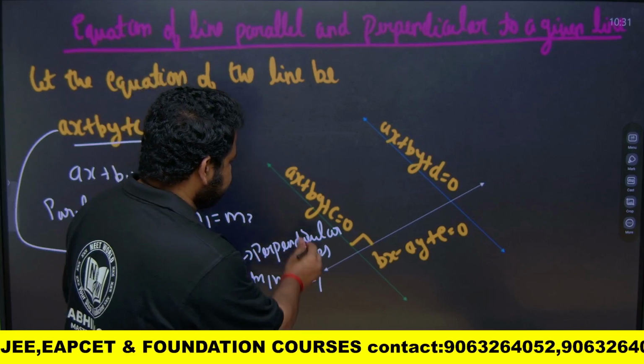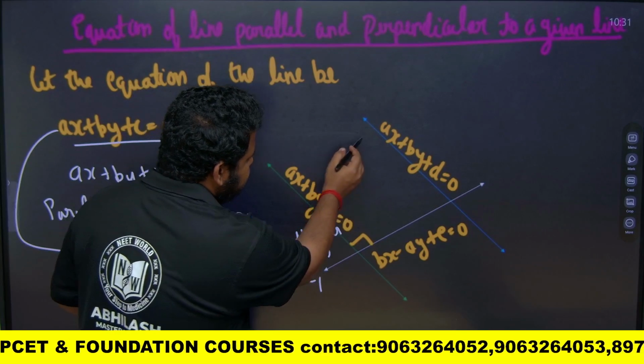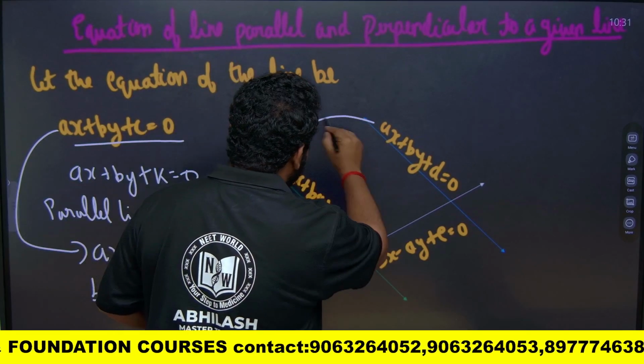That is what is written here. Ax plus by plus c is equal to 0. Same thing here, it is a parallel line. This and this are parallel lines.